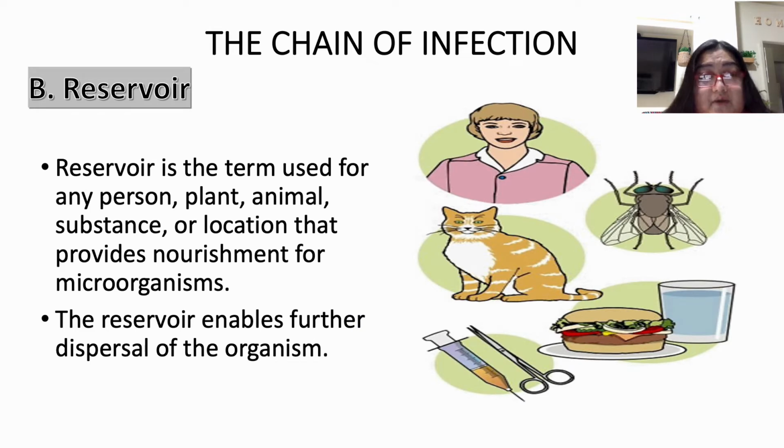Second is the reservoir. Reservoir is the term used for any person, plant, animal, substance, or location that provides nourishment for microorganisms. In Tagalog, ito yung imbakan, pinaglalagyan, pinanggagalingan ng pathogen. The reservoir enables further dispersal of the organism. Kaya we should take note that infections may be prevented by eliminating the causative organisms from the reservoir.